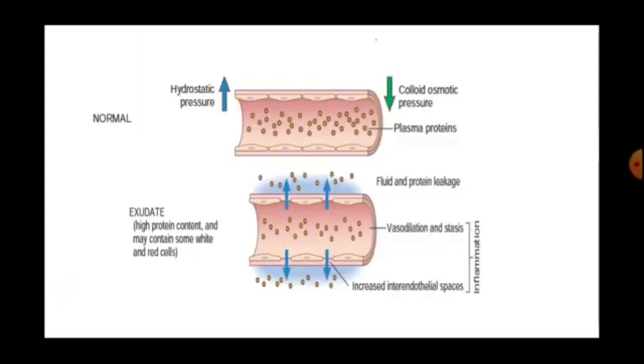In this picture, at the normal state, plasma protein will be found inside the blood vessels, but at the inflammation state, vasodilation happens, the interendothelial space increases, and fluid and protein leak from the blood vessels to the extravascular space.